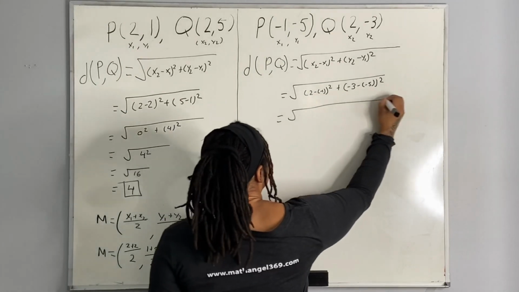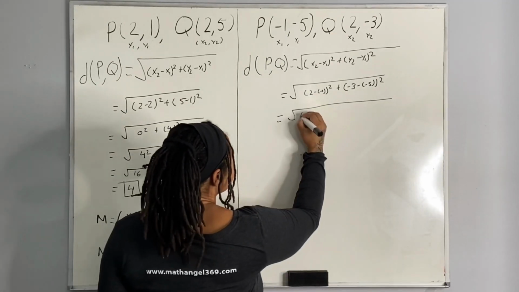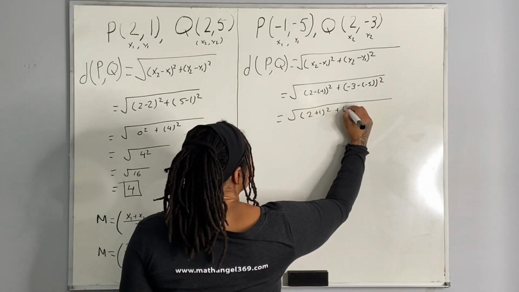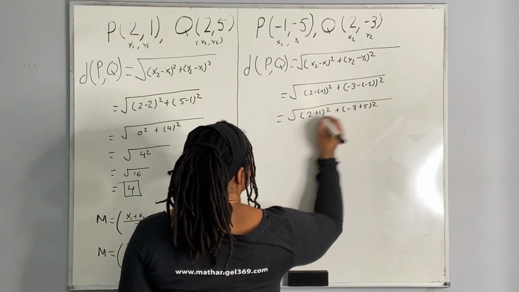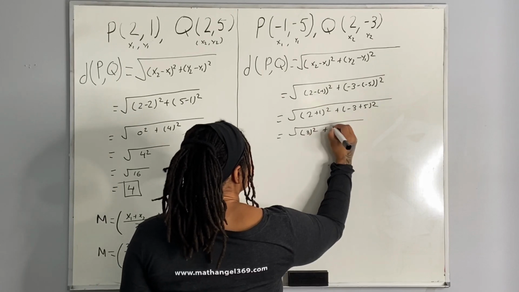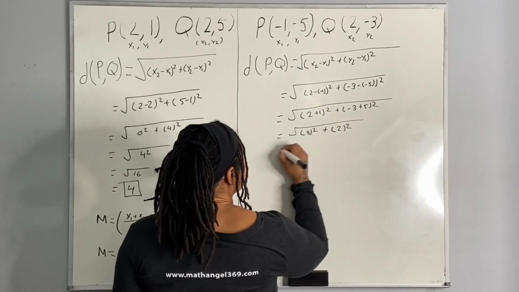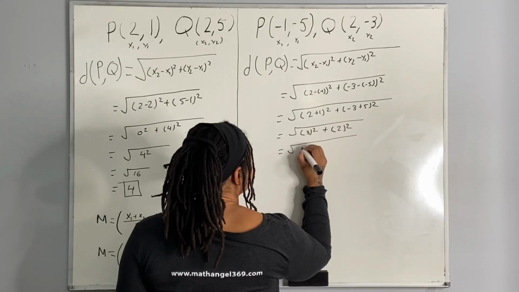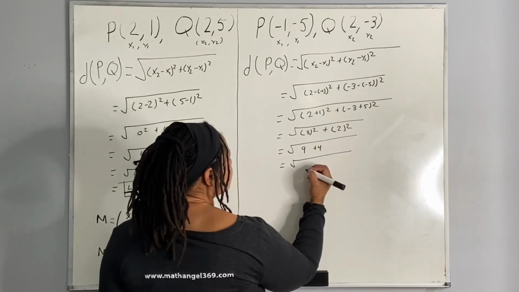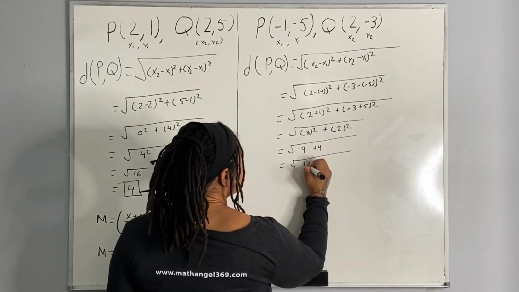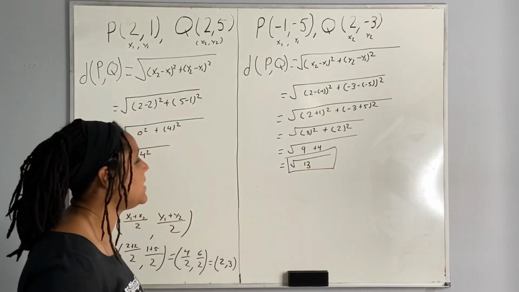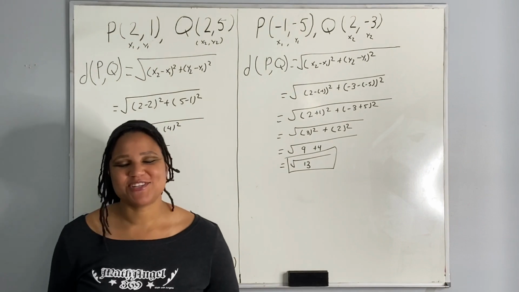Okay, solving that, we get (2 plus 1) squared plus (negative 3 plus 5) squared, which is equal to, we get 3 squared plus 2 squared, which is equal to the square root of 9 plus 4, which is equal to the square root of 13, okay? So the distance between P and Q is the square root of 13.